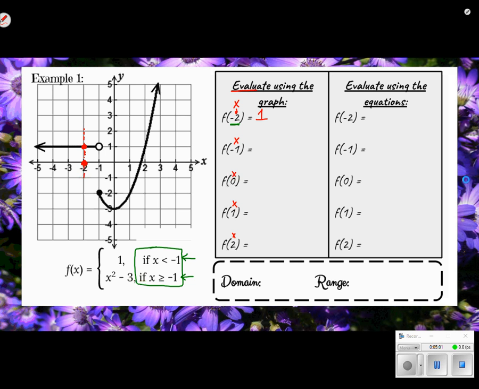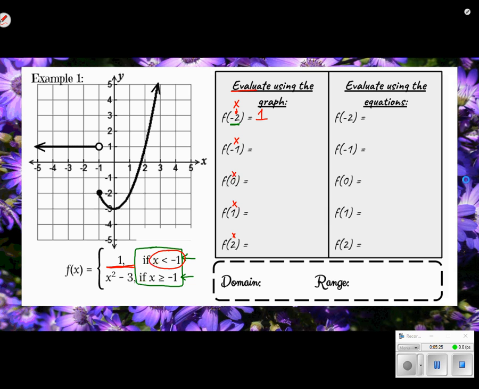It does not. So I want to make sure that when I plug in a negative 2, I only get one answer, okay? Because I want it to be a function. It's a piecewise defined function. So it is a function. So negative 2 fits into this piece where negative 2 is less than negative 1. So I'm going to use this equation.